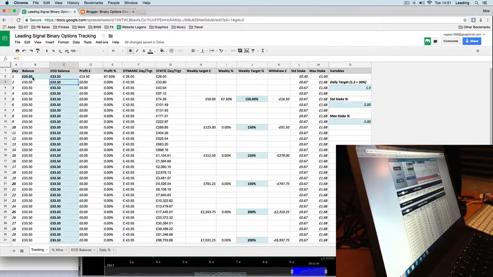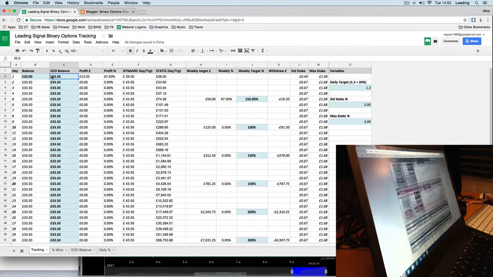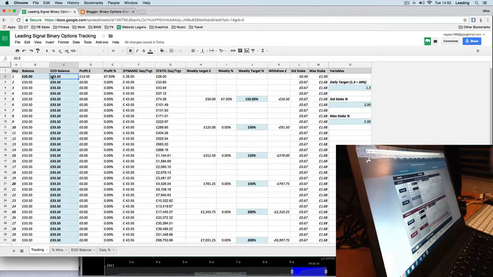So if you use the main page on the spreadsheet, you've got first of all your starting balance. Basically, anything that's blue you fill in. So you've got the starting balance, end of day balance. You fill that in every day, once you've finished or as you're going.